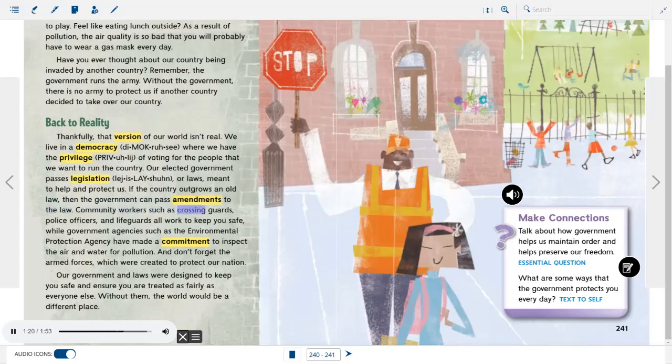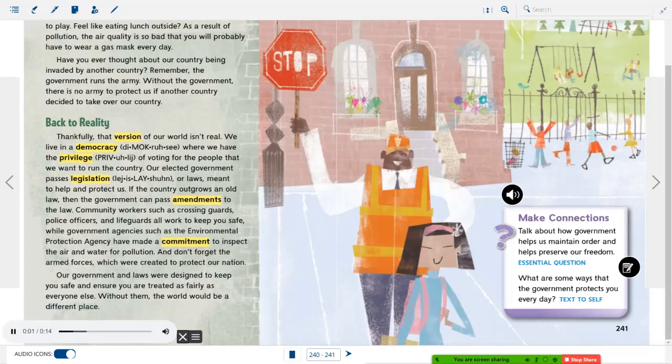Community workers such as crossing guards, police officers, and lifeguards all work to keep you safe, while government agencies such as the Environmental Protection Agency have made a commitment to inspect the air and water for pollution. And don't forget the armed forces, which were created to protect our nation. Our government and laws were designed to keep you safe and ensure you are treated as fairly as everyone else. Without them, the world would be a different place.